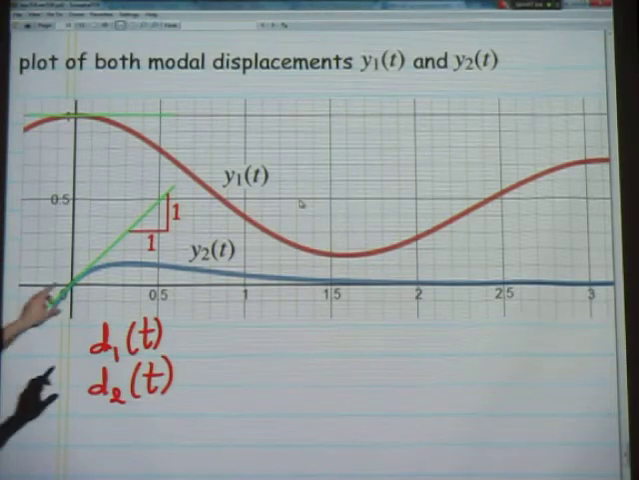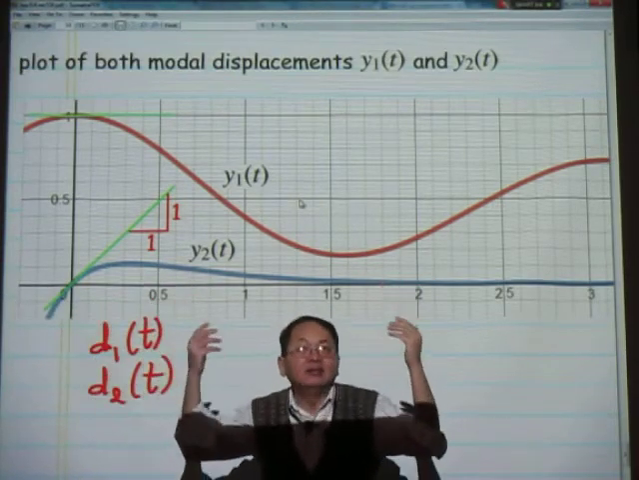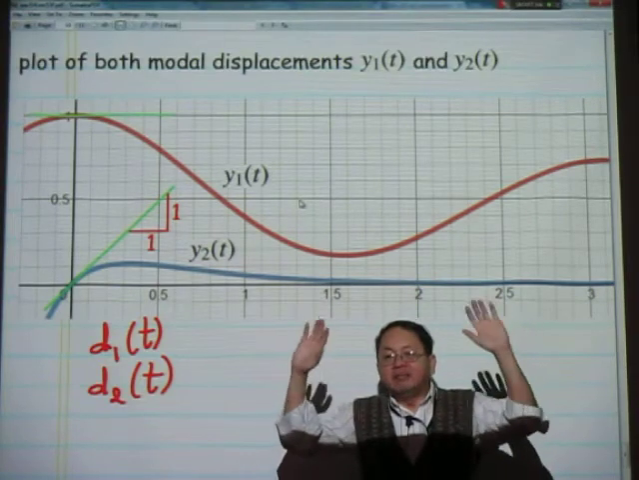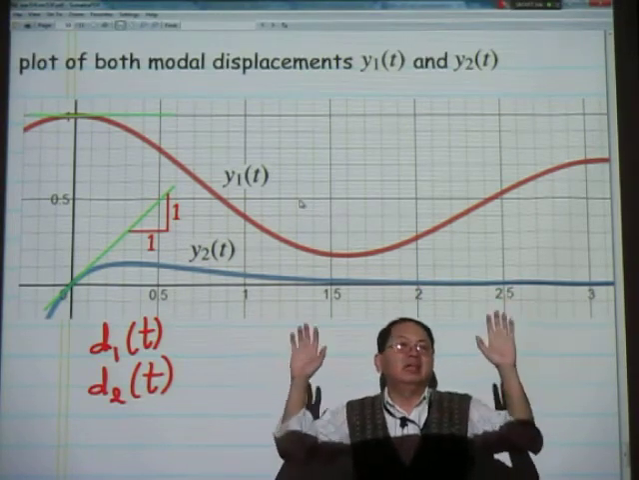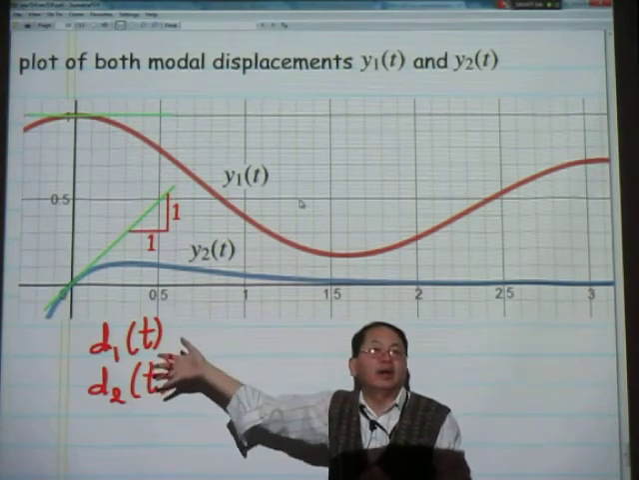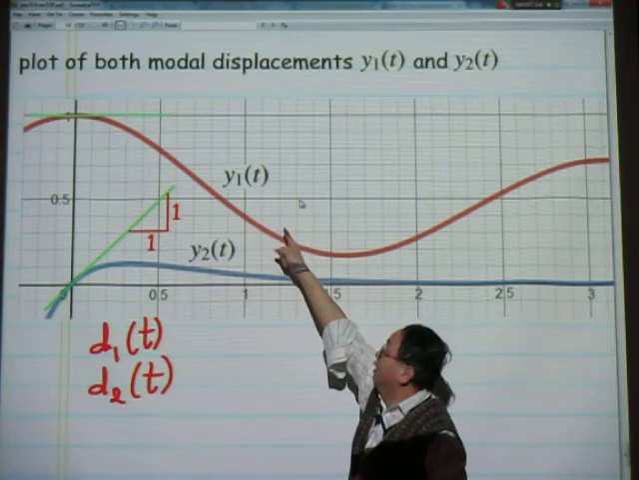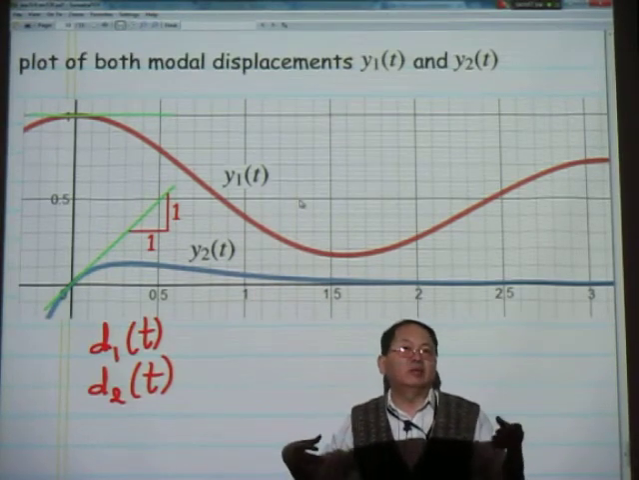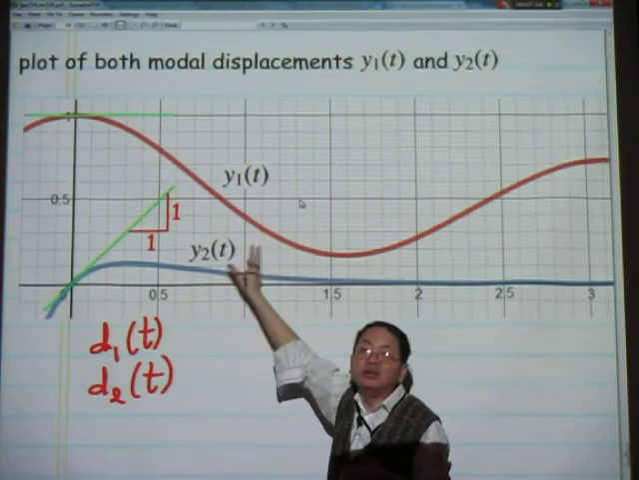This Y1 and Y2 is the abstract displacement in the eigenvector space, okay, relative to the eigenvectors. But this is the physical displacement. This is what you want. Okay, the Y1 and Y2 is the intermediate step. Okay, so how do you obtain D1 and D2 from Y1, Y2?